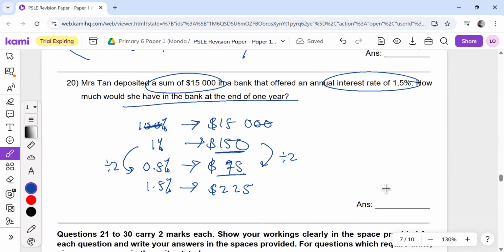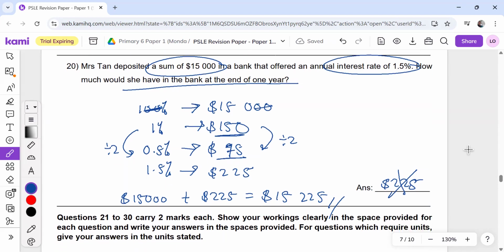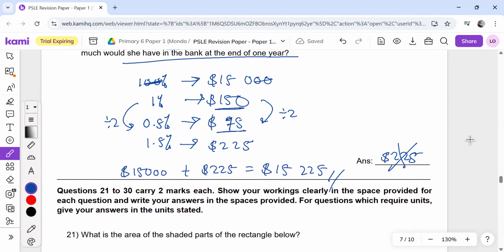And then if you are not careful, you put down this as the answer. Who put this as the answer? You're asked to find how much altogether after 1 year. So you must take 15,000 plus the interest, and that's how you get the total money after 1 year, which is $15,225. Not hard, lah. The only way you make mistakes is because you're careless, you didn't see carefully.